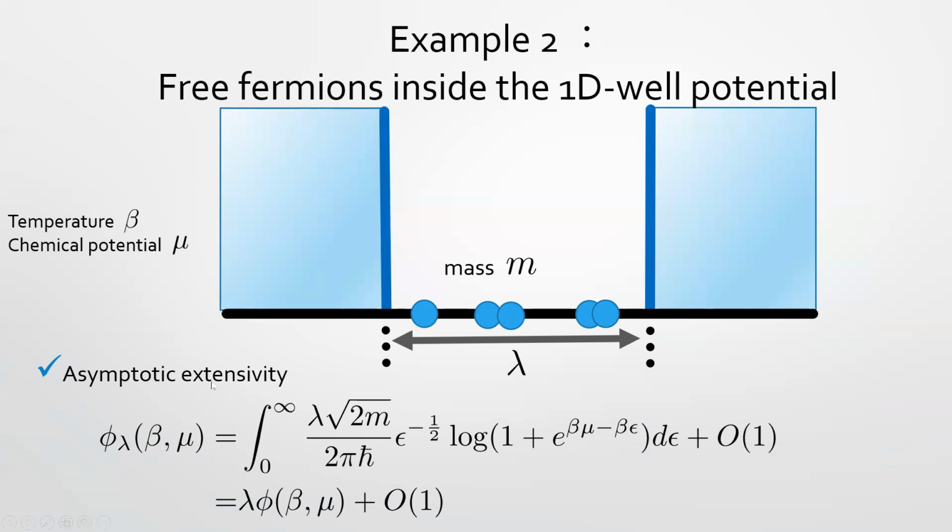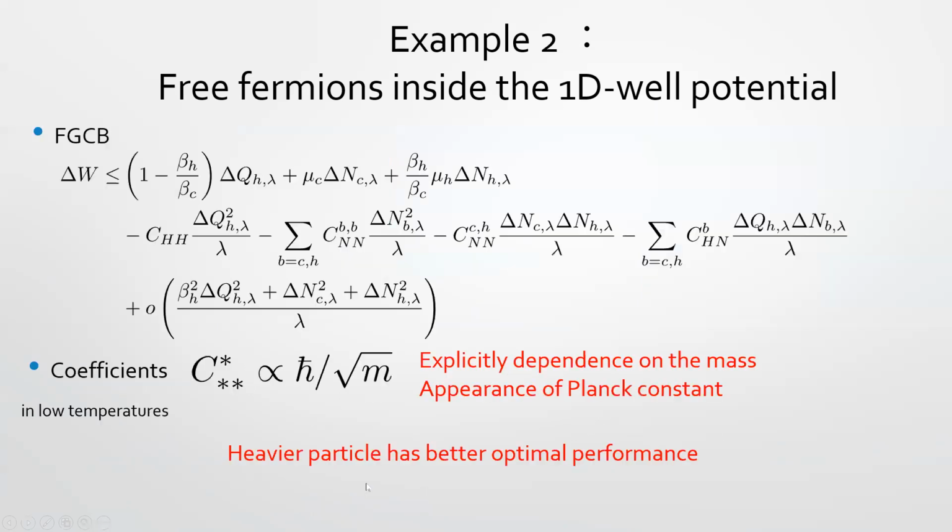So then we define this potential function in this way. We have a potential function in this way, and this one has asymptotic extensivity in this way. And we have this upper bound in this way.